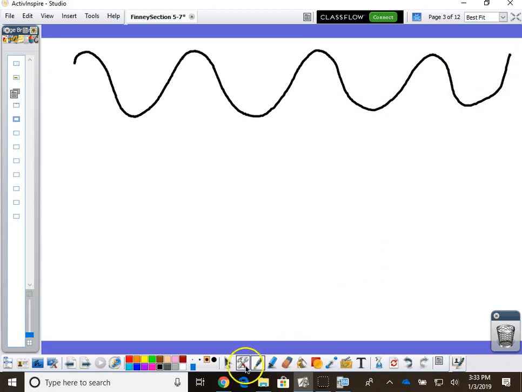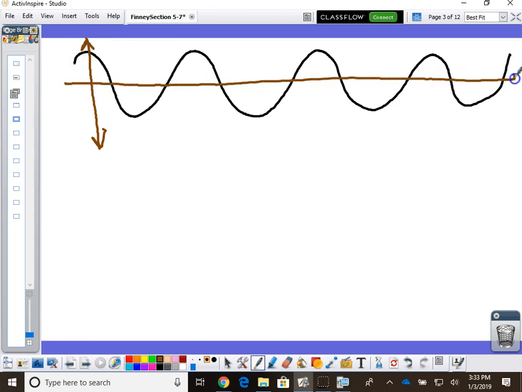And I know the period for cosine is 2 pi. I'm going to draw my y-axis. I'm going to draw my x-axis. And since the period for cosine is 2 pi, I know that this is 2 pi, this would be 4 pi, and that would be 6 pi. I also know the max is 1, and the min is -1. And again, this isn't drawn to scale, but it's sketched.